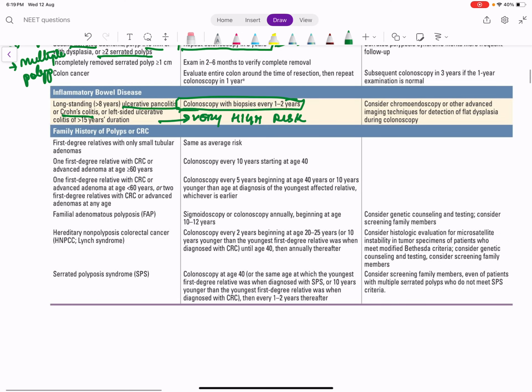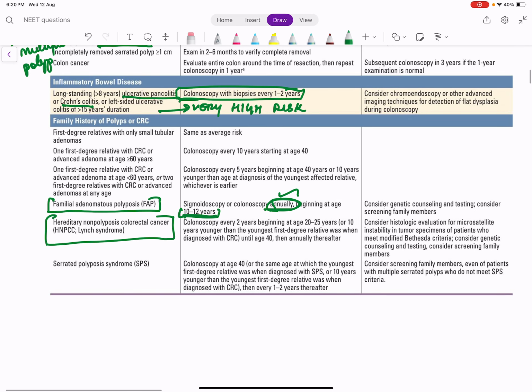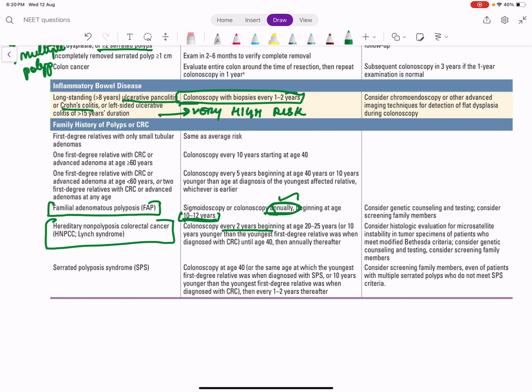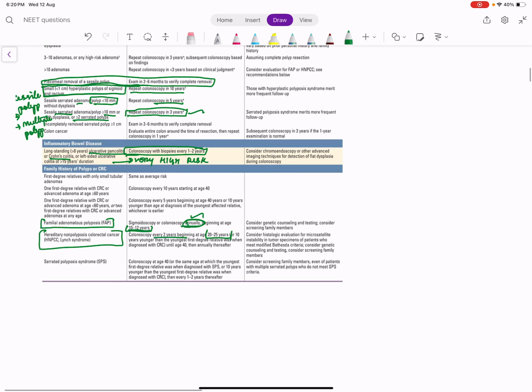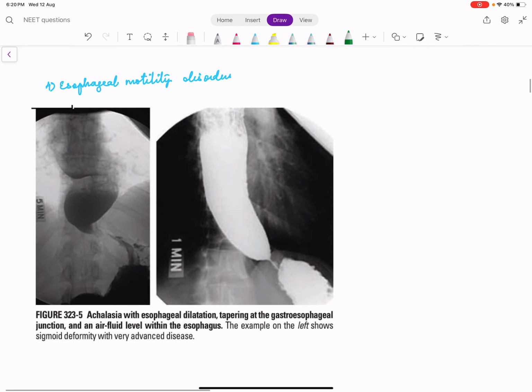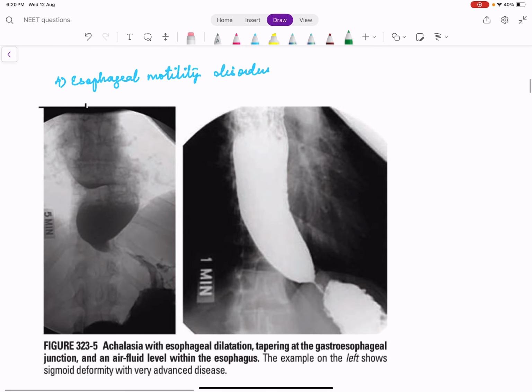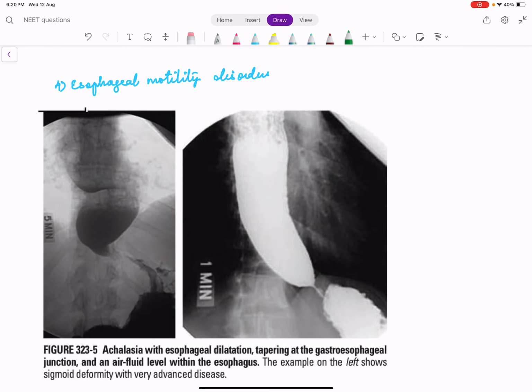And this is what we discussed about the familial diseases: familial adenomatous polyposis, or HNPCC. For FAP, we had to do colonoscopy annually. Like in ulcerative colitis or Crohn's disease, we had to do colonoscopy annually starting from 10 years. Similarly, in HNPCC, we had to do colonoscopy every 2 years starting from 20 to 25 years. Right? So this is just a gross approach for screening colonoscopy. This will be discussed in detail in surgical discussions, but we are just revising the concepts.